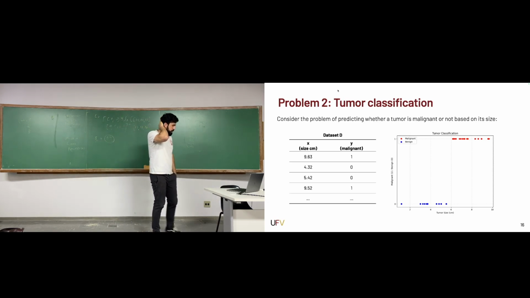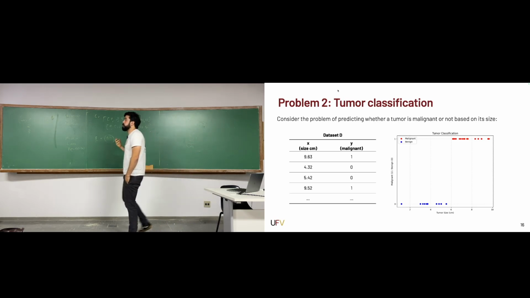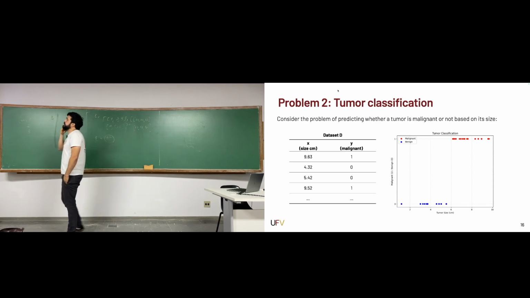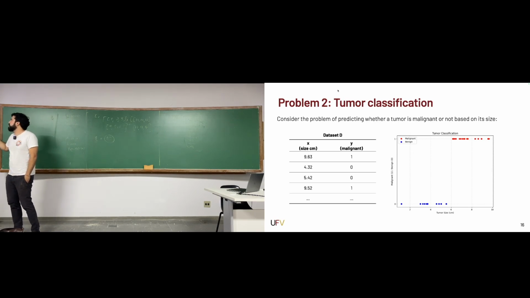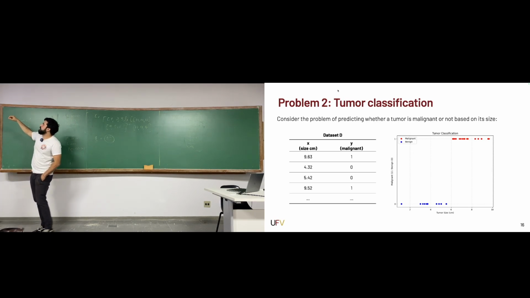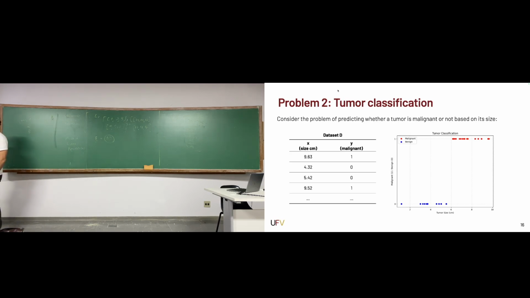And what I mean by that is we're going to have labels that are not continuous, but discrete. In particular, let's think of this problem of tumor classification, where we want to predict if a tumor is benign or malign based on its size. This is not a real data set, just a synthetic one. But intuitively, if the tumor is small, it's considered benign. If it's large, then it's malign.